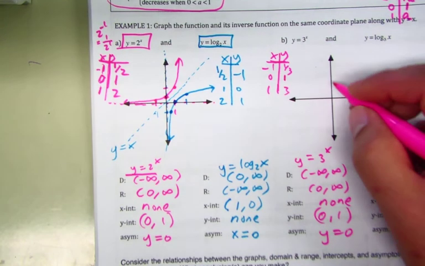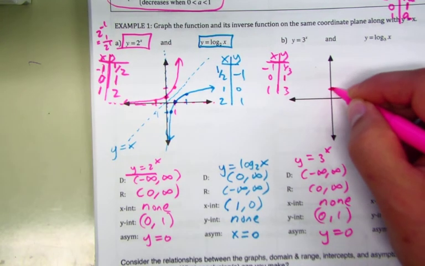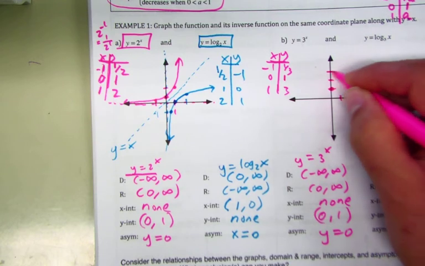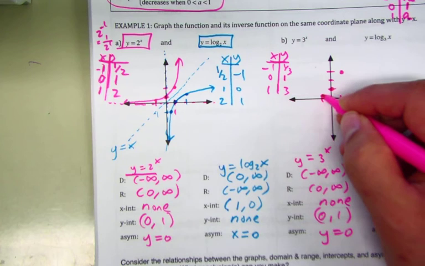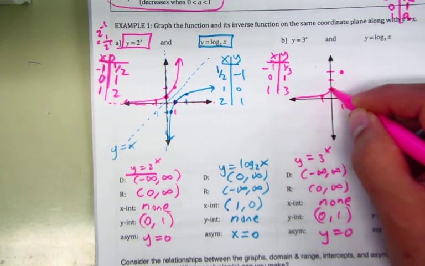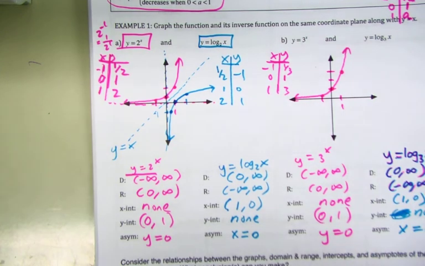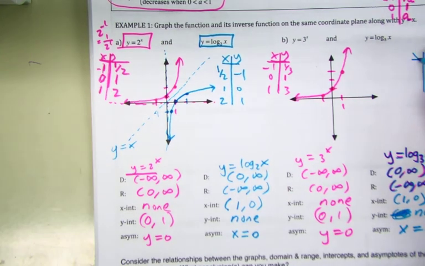So when you graph those, same shape, just a little steeper, right? So here's the graph for 3 to the x. And now for the inverse, just reverse the table. 1/3, -1, 1, 0, 3, 1.